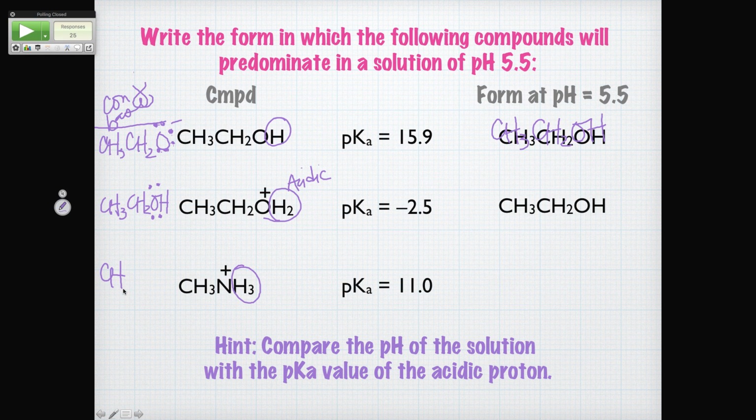NH3 and NH2. All we're going to do is remove one of those. We're not worrying about the other two. That's another pKa value. It's different. So now our pKa is 11. So what do you think is going to be in a solution that has a pH of 5.5? The charged one or the uncharged one? The charged one. Does that make sense?